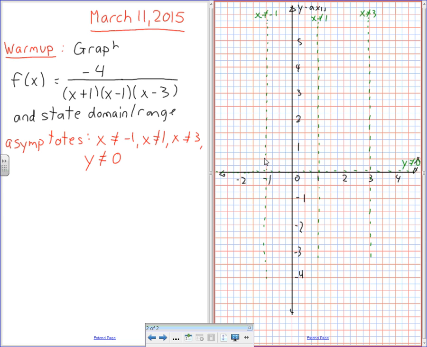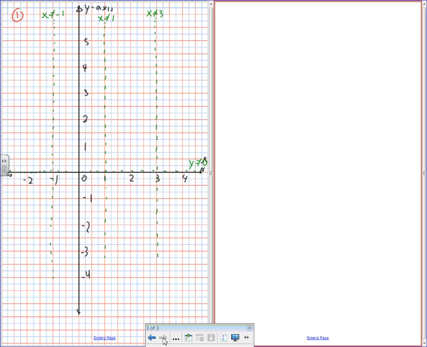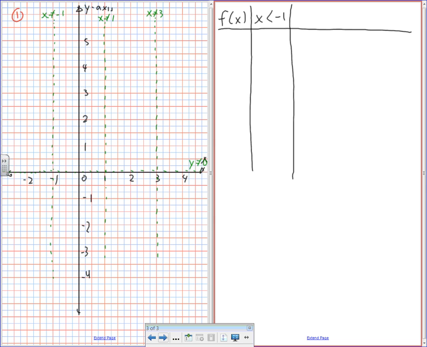Okay, starting left to right, what's my first interval going to be? Yeah, so for this, this is going to be interval number 1, goes from there. So I'm going to do my interval chart right now. I'm going to say f of x. And I'm going to put in here, x is less than -1. Okay, what's the second interval going to be, please?